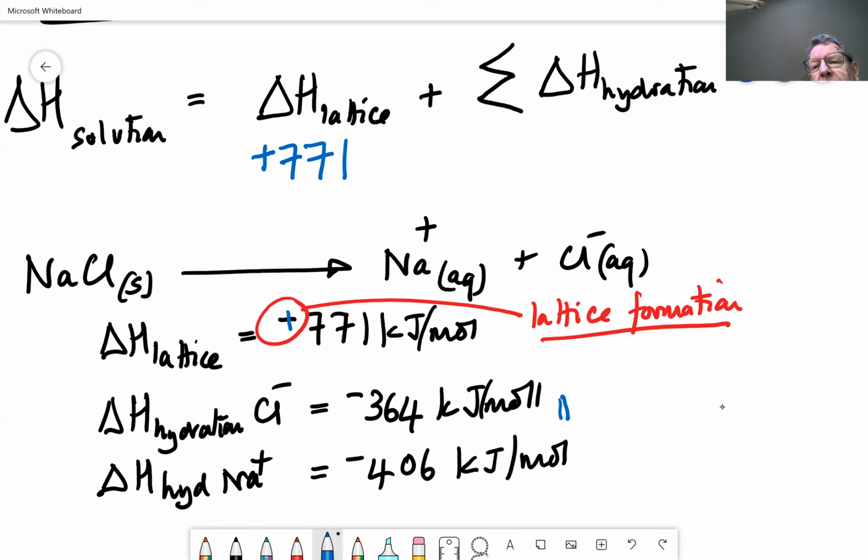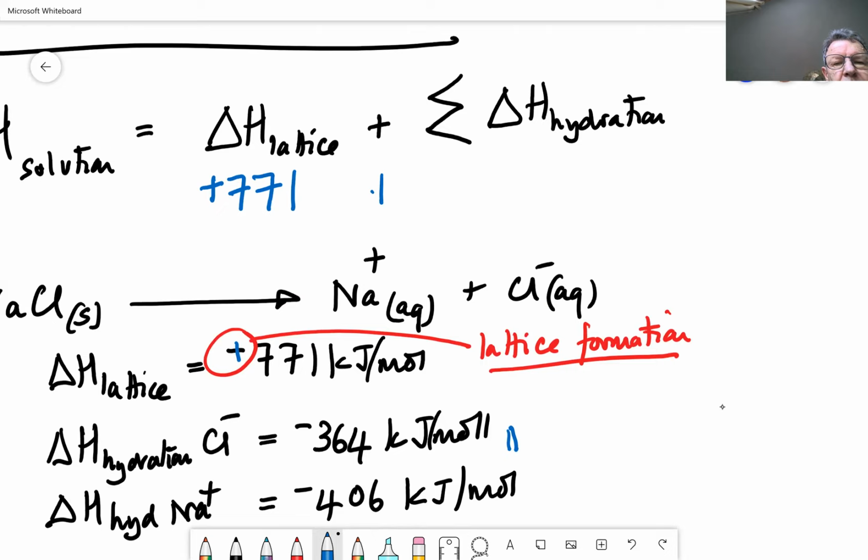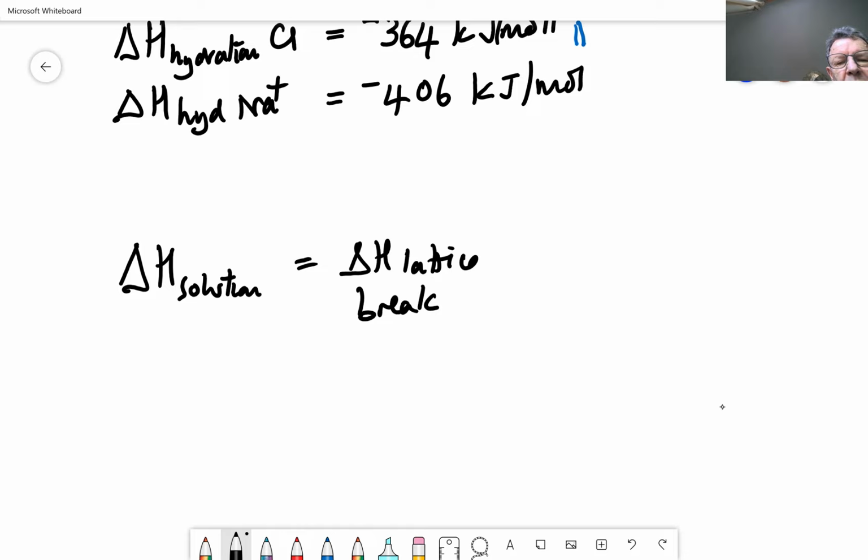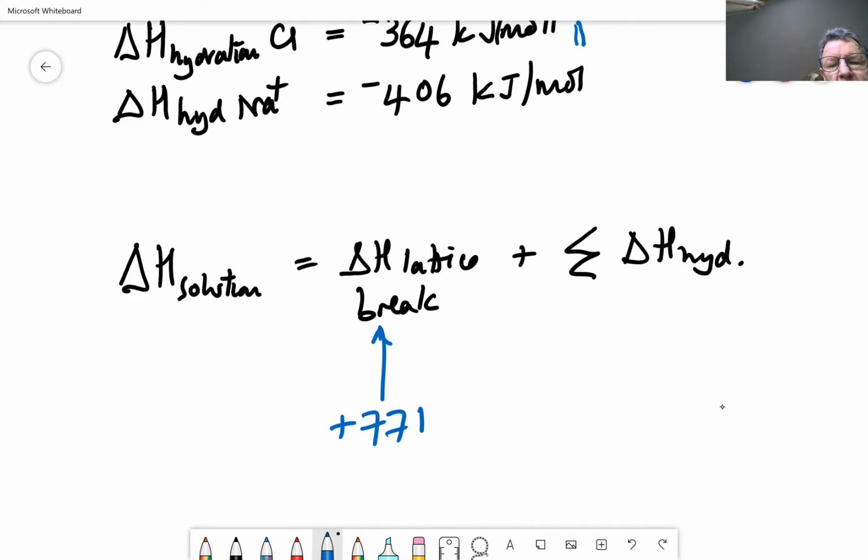And I add that to the sum of the hydrations. Well, they are negative 364 and negative 406. So you can work this out now. Let me just do it down here. Delta H of solution equals delta H lattice breaking plus the sum of the delta H hydrations. And this would be plus 771. And these are negative 364 and negative 406. So what is the delta H of solution?